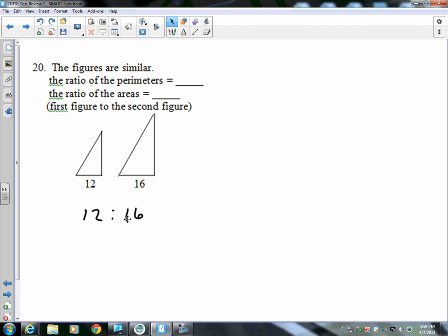But can we reduce this? Yes, we can. They can each be divided by 4. So 12 divided by 4 is 3, and 16 divided by 4 is 4. So we get a ratio of 3/4. And this is the ratio of our sides.